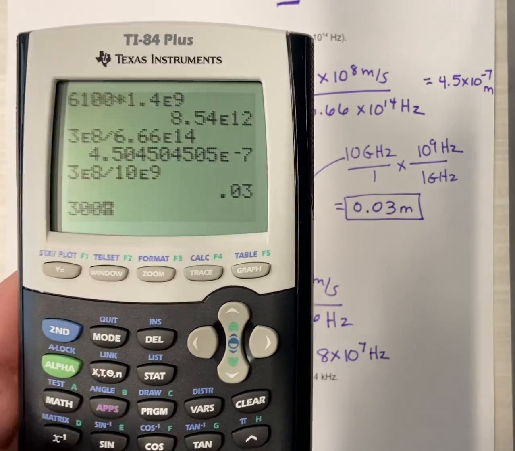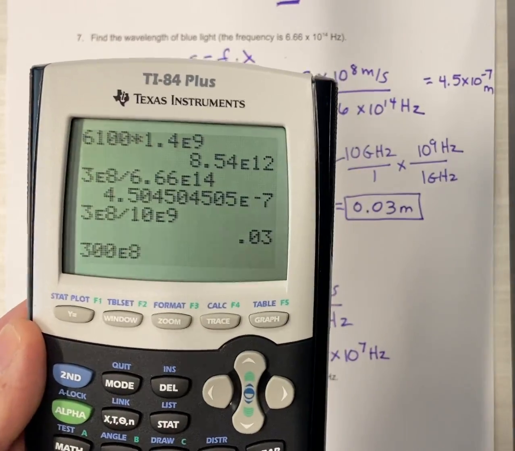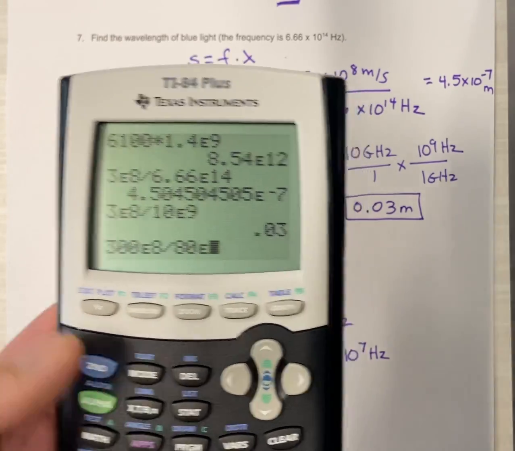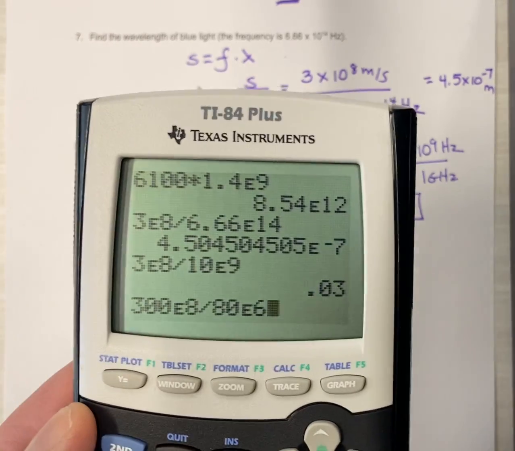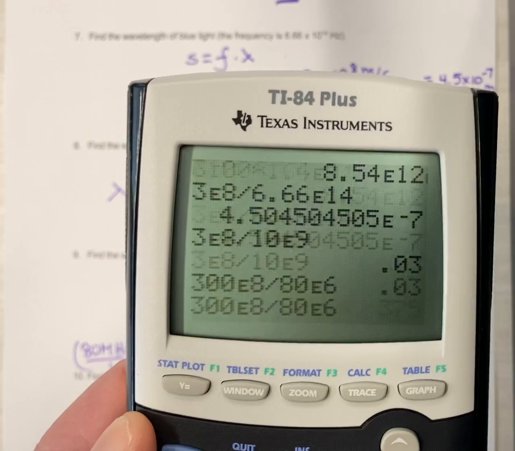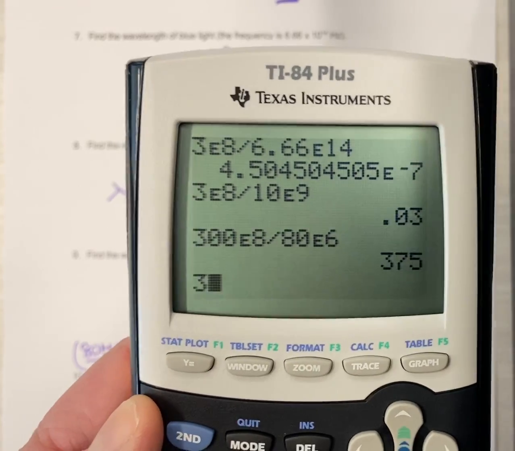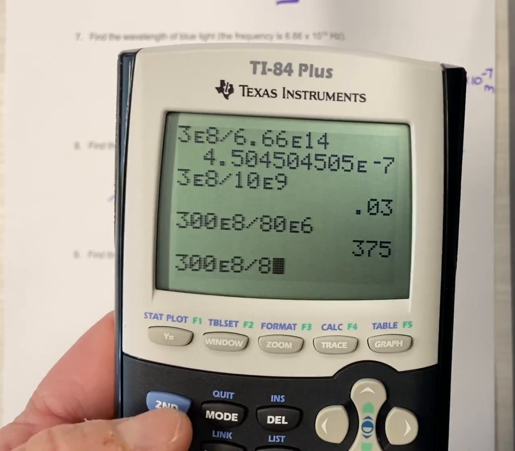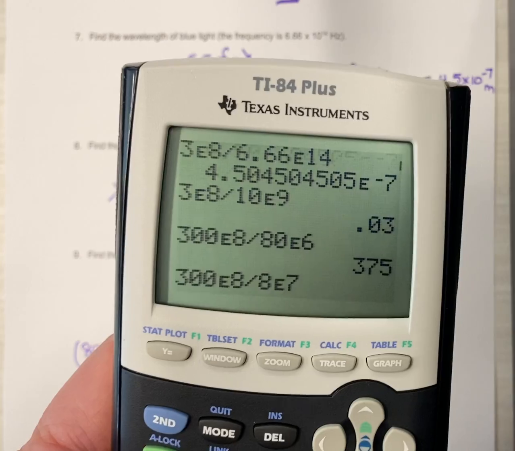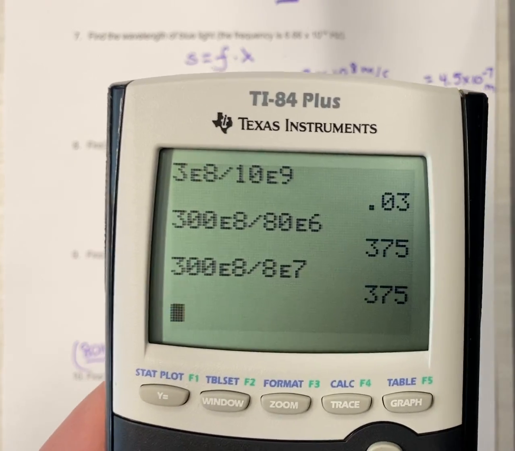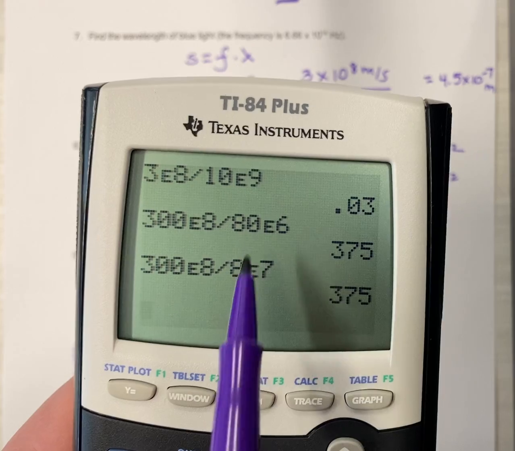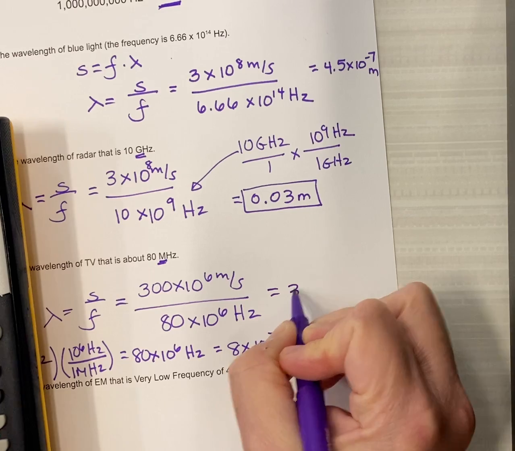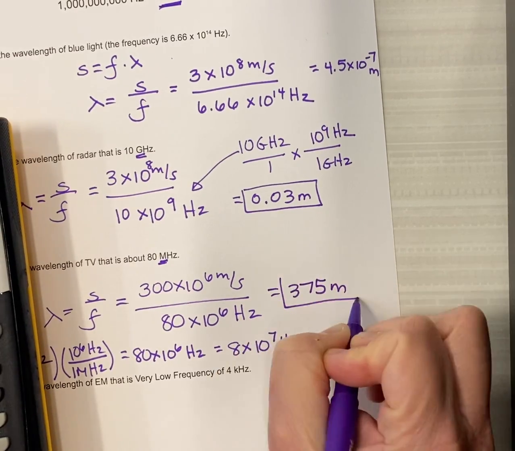300 EE 8 divided by 80, or if I did 80E6, or if you did 8E7, it would give you the same thing. I'll show you that in a second. So I get 375. If I do 300E8 and divide by 8EE7, notice I still get 375. What this did is it just took that 0 from the 80 and put it into the scientific notation. And I get 375 meters.